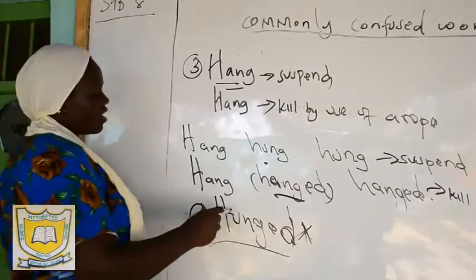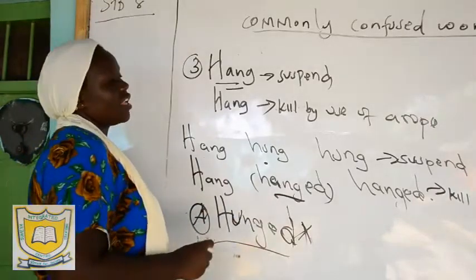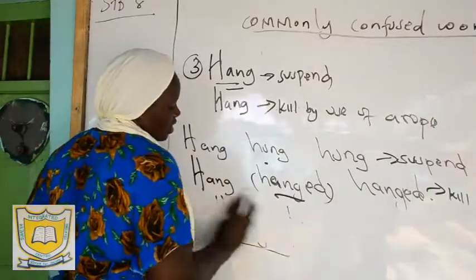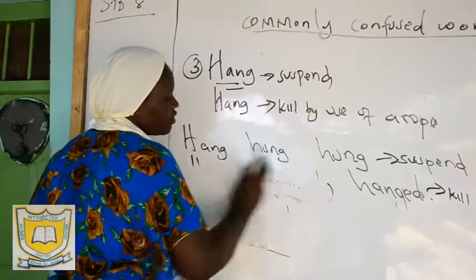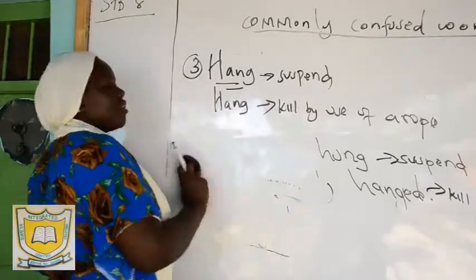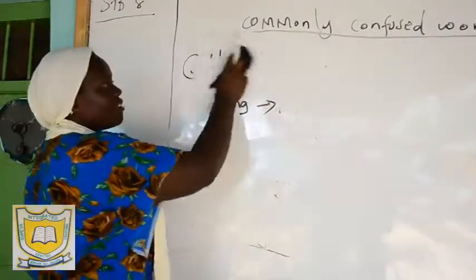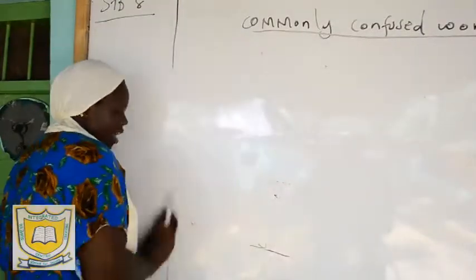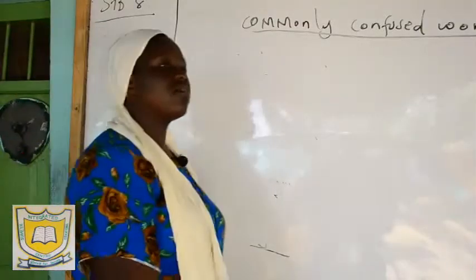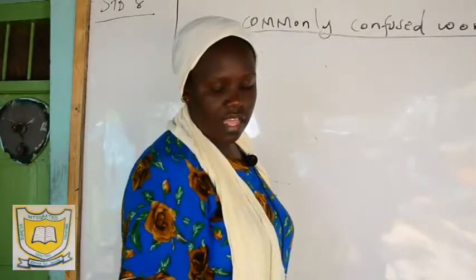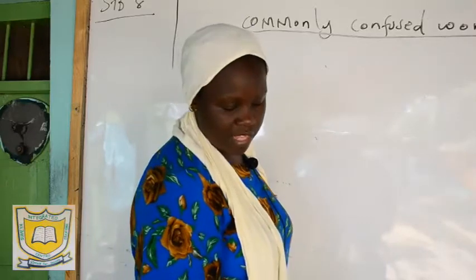And I've said there is no hang with H, there's no hang with HU. So the moment you see this in the exam, what you do first is you eliminate before you continue to the other choices that you've been given.